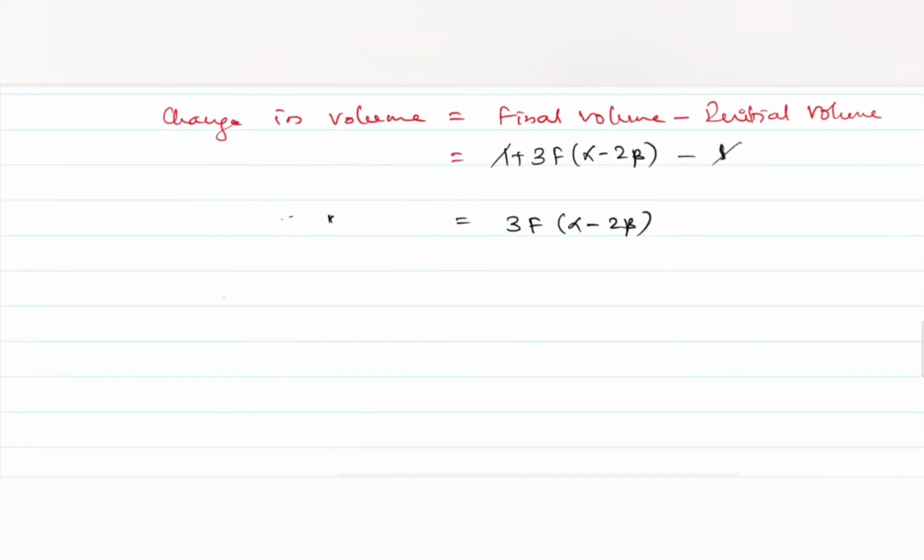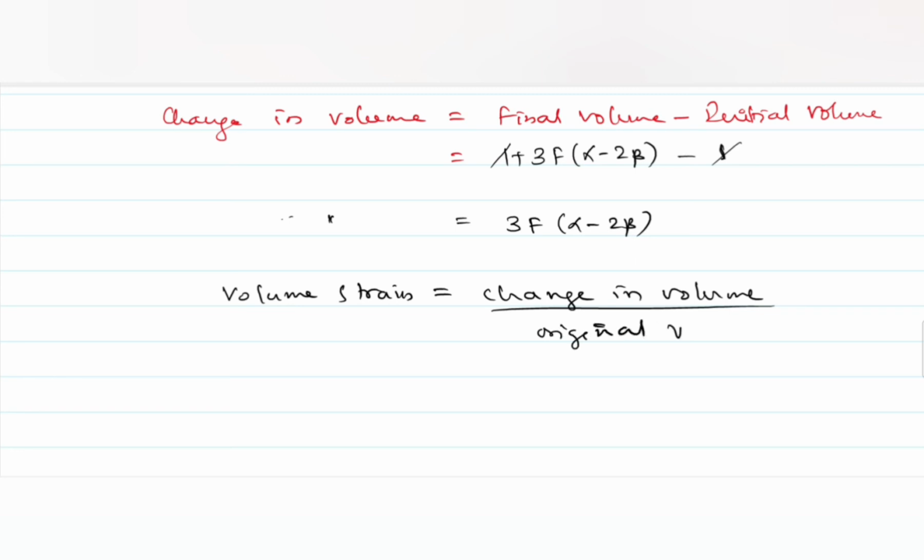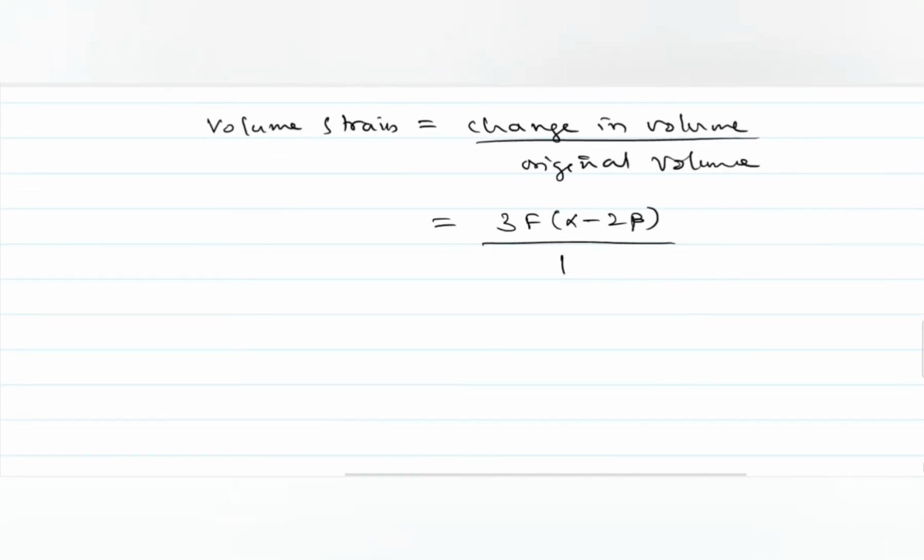So therefore now we know that volume strain equals the change in volume divided by the original volume. So the change in volume we have derived here is 3f alpha minus 2 beta, divided by the original volume, which is 1. So therefore the volume strain becomes 3f alpha minus 2 beta.